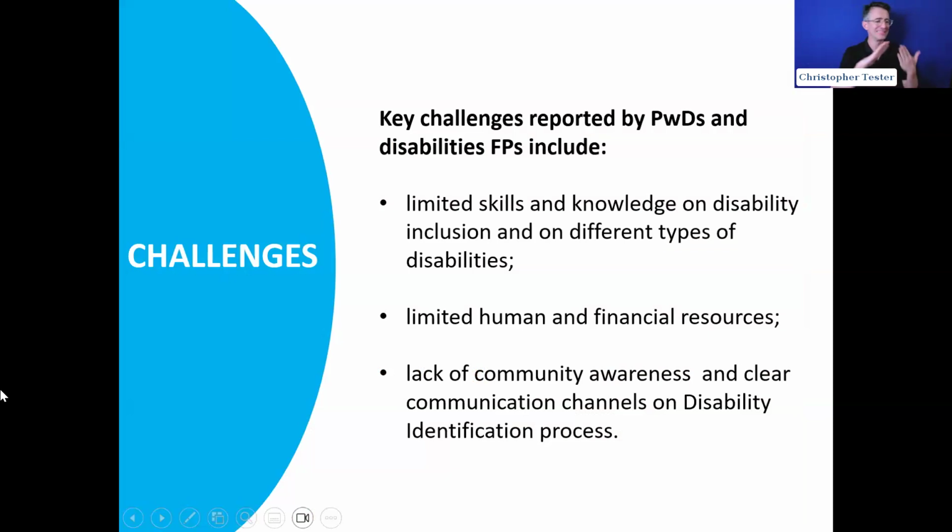And some of the key challenges noted by persons with disabilities and also the disability focal points are the limited skills and knowledge on disability inclusion and on different types of disabilities. And then also the human resources and financial resources are limited, and the lack of community awareness and communication channels on the disability identification process can be a little bit more clear.